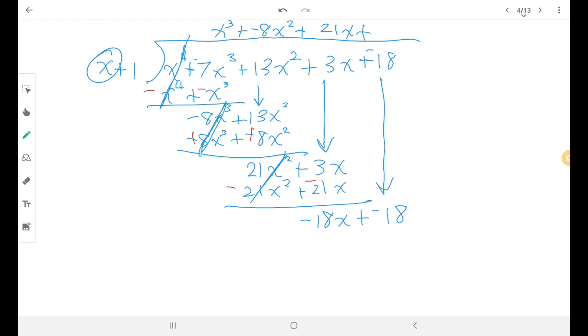Now I need to multiply by this to make this. What's going to do that? Well, negative 18 is going to do that. So negative 18 times x is negative 18x, plus negative 18 times 1 is negative 18. And when I subtract those, everything cancels, which I knew was going to happen because a remainder of 0 means that if you plug in the x equals thing, you're going to get 0. Those mean the same thing.